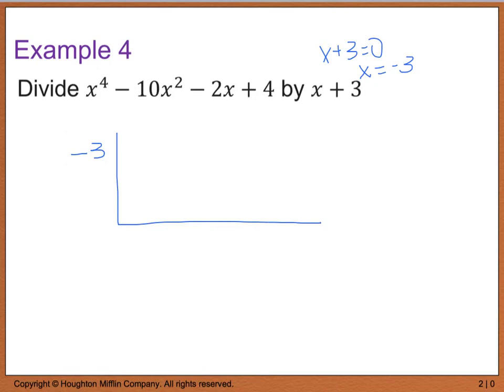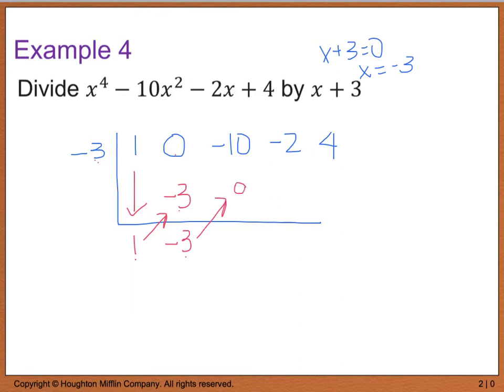I'm going to put my coefficients. So I have 1x to the 4th. I have no x cubes, but I do have a negative 10x squared, a negative 2x, and a positive 4. You will always bring your first term down. So I have 1. Negative 3 times 1 is a negative 3. So I bring that up here. 0 plus a negative 3 is a negative 3. Then I have negative 3 times negative 3, which is a positive 9. Negative 10 plus 9 will give us a negative 1.